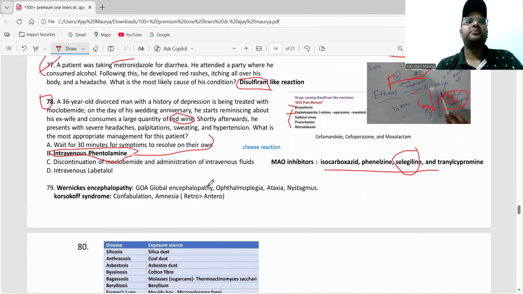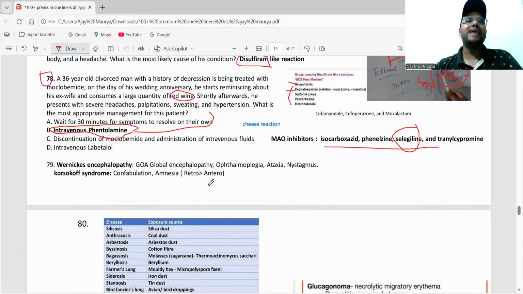Done. Next is Wernicke encephalopathy and Korsakoff syndrome. Everyone knows, okay, COGAN. What is COGAN? Global confusion, ophthalmoplegia, amnesia, ataxia. Amnesia, ataxia, and they will forget this.